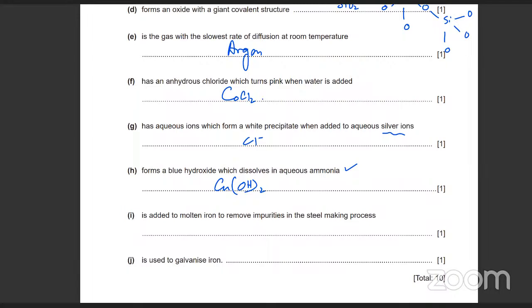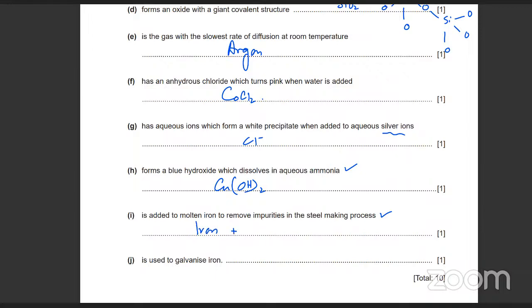The last one is added to molten iron to remove impurities in the steel making process. Any idea? What is added to molten iron to remove impurities? The extraction of iron, we'll do that in metals. Lime is added to molten iron to remove impurities. So what do we add?